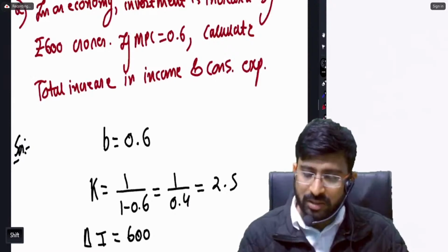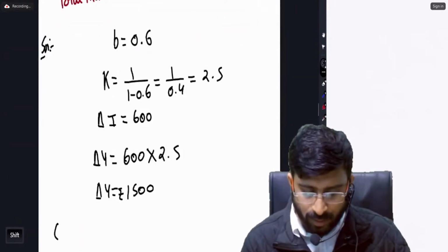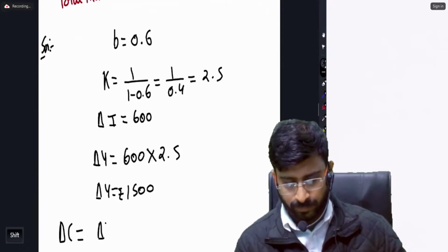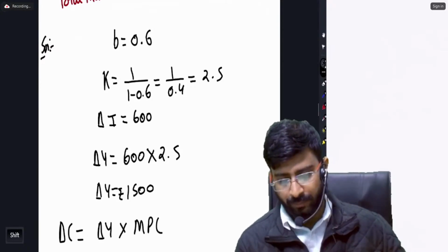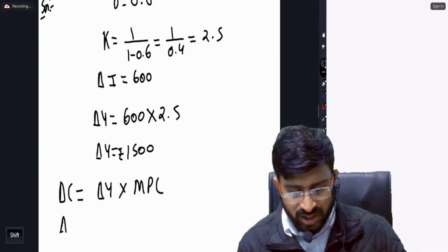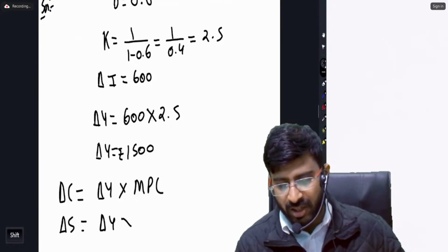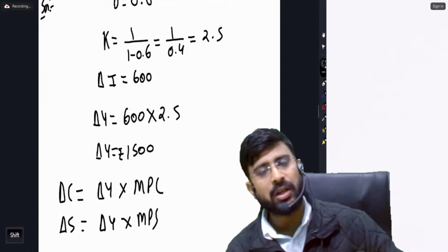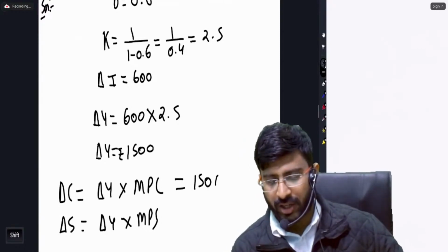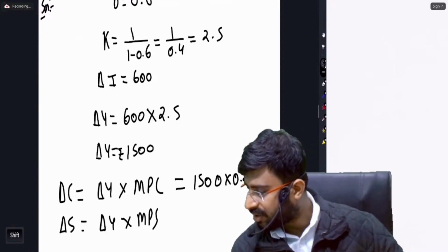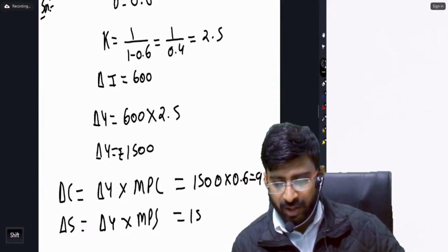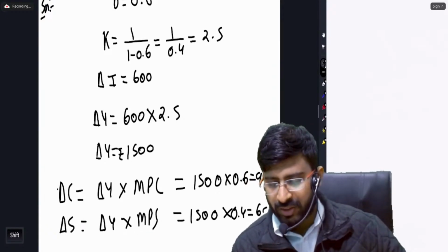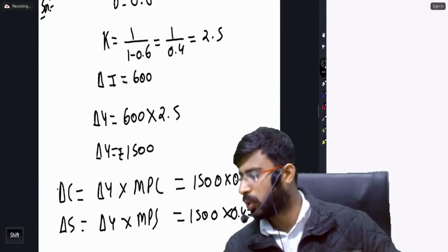And now they're asking consumption expenditure. Change in consumption is what? Change in income into MPC. And if there was change in savings, then it would have been change in income into MPS. So it would be 1500 into 0.6, that's 900 crores. And 1500 into 0.4, MPS is 0.4, na? That would be 600. Understood or not understood, everyone?